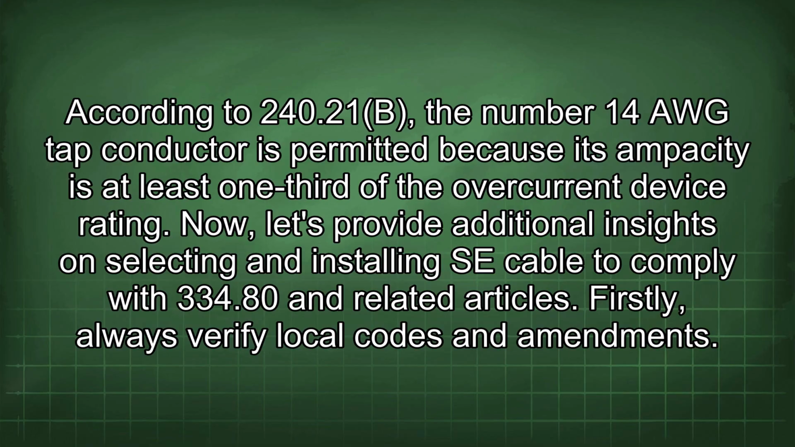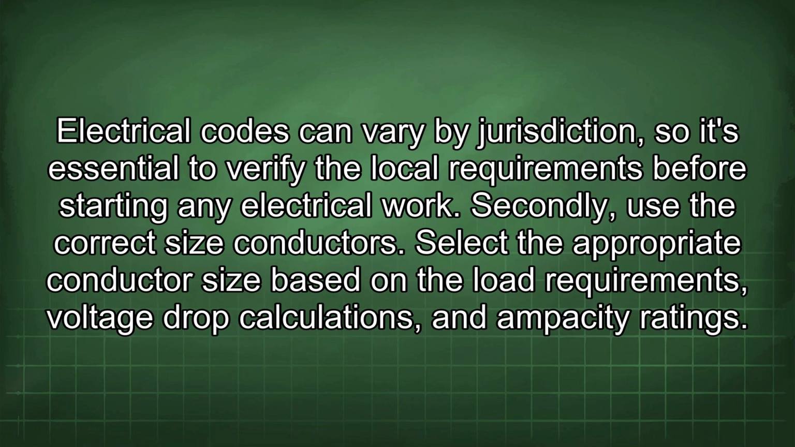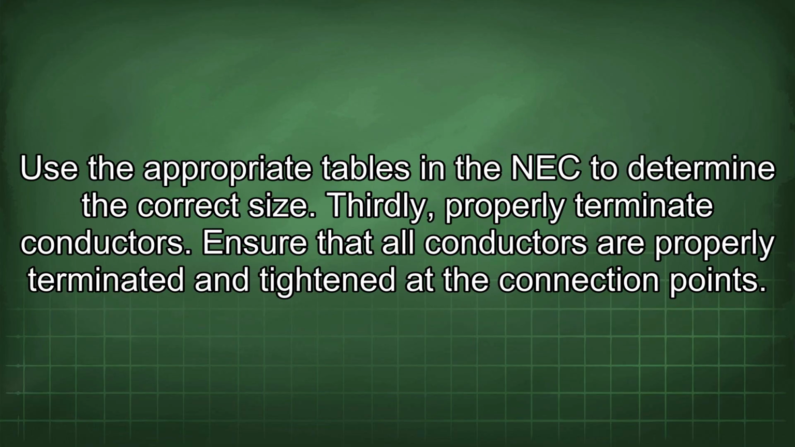Now, let's provide additional insights on selecting and installing SE cable to comply with 334.80 and related articles. Firstly, always verify local codes and amendments. Electrical codes can vary by jurisdiction, so it's essential to verify the local requirements before starting any electrical work. Secondly, use the correct size conductors. Select the appropriate conductor size based on the load requirements, voltage drop calculations, and ampacity ratings. Use the appropriate tables in the NEC to determine the correct size.